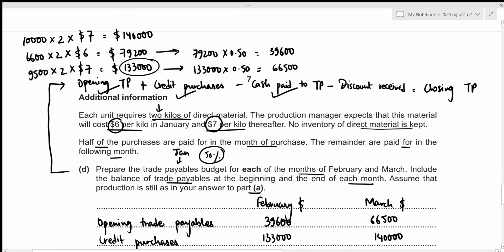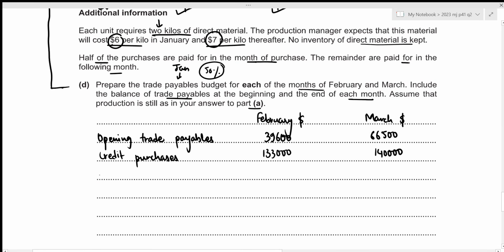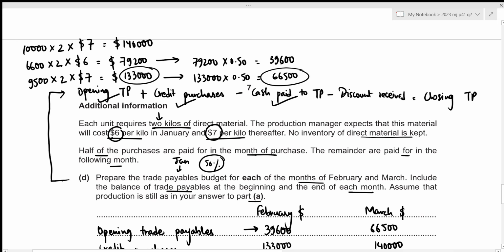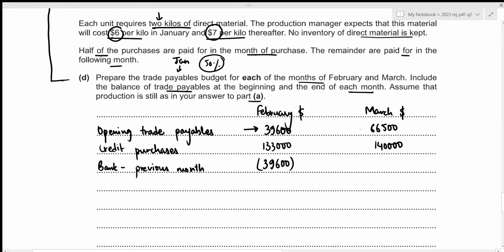Now we need to subtract the cash paid to trade payables. So remember that there are two payables. One for the purchases made in this month and one for the purchases made in the previous month. So we need to write down both. Let's consider the previous month. So for February, we know that 39,600, which is the opening balance, is basically the purchases made in the month of January, which should be paid in this month. So this is just paid right now. We need to subtract it. And for March, this will be the 50% of credit purchases made in the month of February. And we have already figured out its 50% to be 66,500, which is basically its opening trade payables.